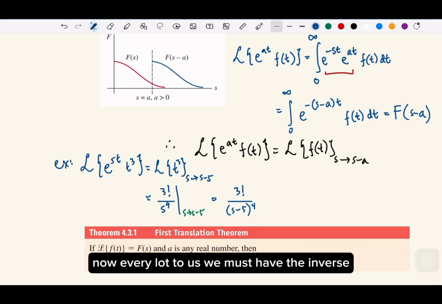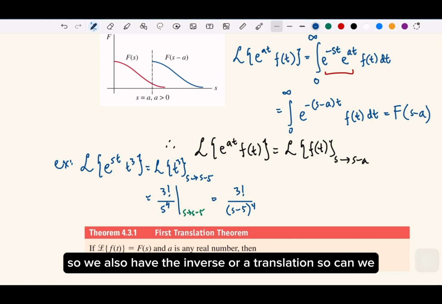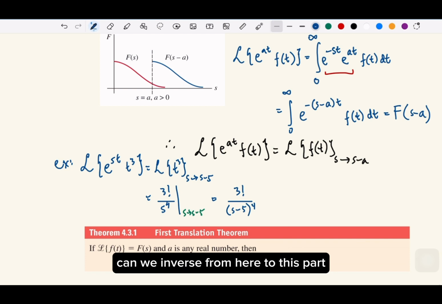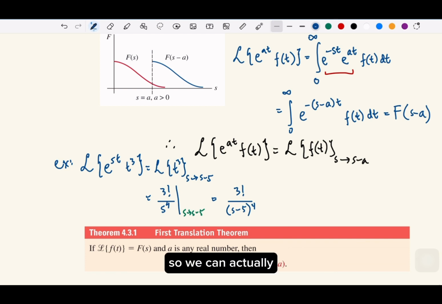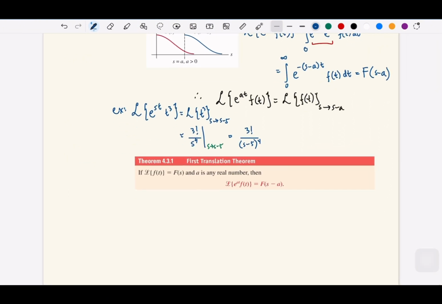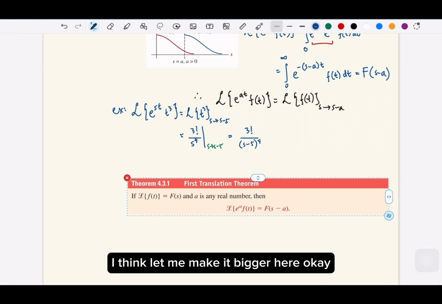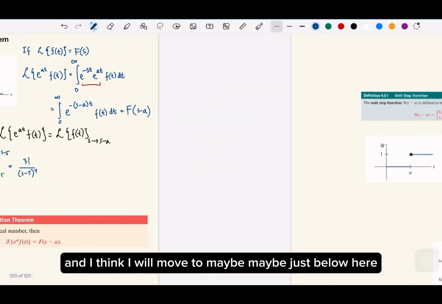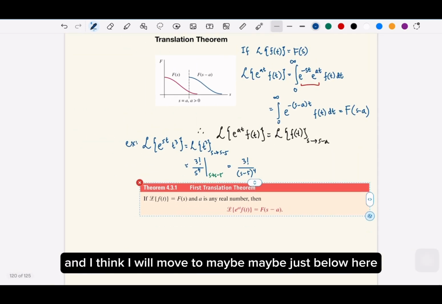Now for every Laplace, we must have the inverse. So we also have the inverse for the translation. Can we go from here to this part? Okay, we can actually. So we need to write the inverse form. Let me make it bigger here, and I will move to just below here.